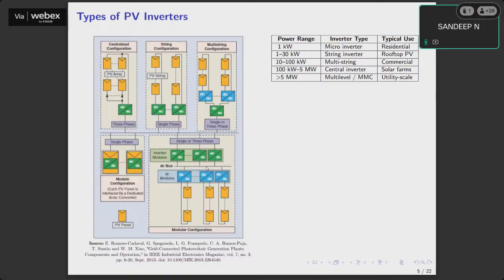Okay, then we have a multi-string configuration, what you see here. So this is what I was talking about. This is similar to the modular configuration. The only difference is we have a single big inverter sitting over there that takes power from all the DC-DC converters, and then it converts into AC that will be sent to the grid. So this is called a multi-string configuration.